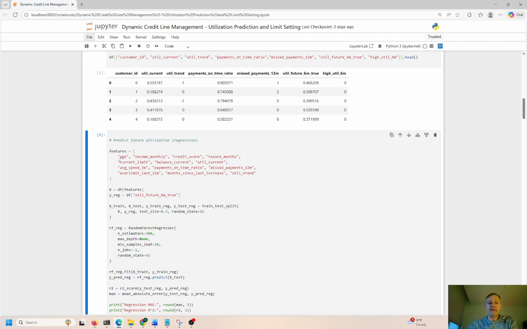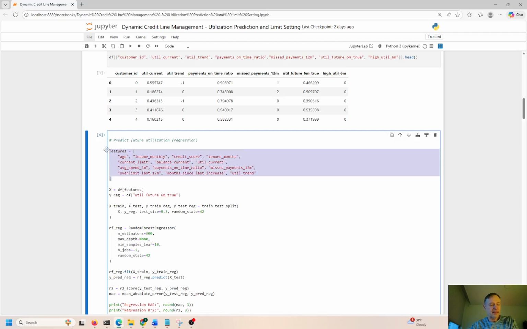Okay, so we have the independent features here: age, income, monthly, and so on and so forth. Missed payments last 12 months. Is there any? Is there none? That's what we want to know. Over limit last 12 months. Months since last increase. And utilization trend. Is this up or down? So these are all independent features.